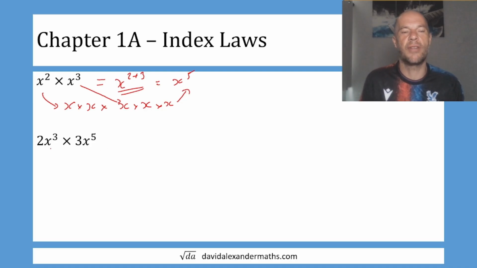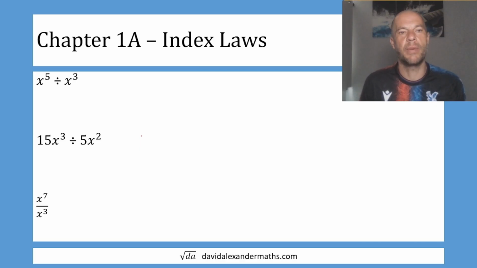When there's a number in front, deal with the numbers first and deal with the x's afterwards. So for example, 2 times 3 is 6, and x cubed multiplied by x to the power of 5. Remember, when you multiply powers of x, we add the powers, so that is x to the power of 8.